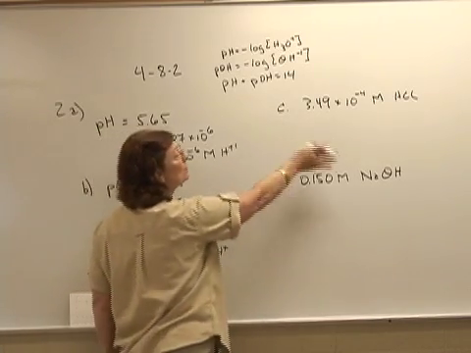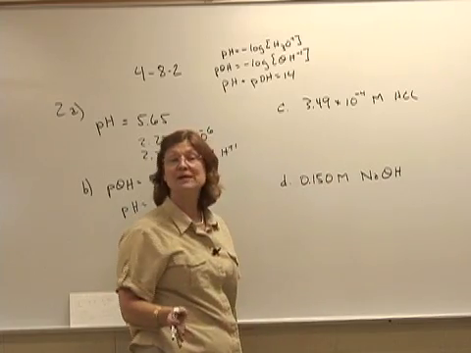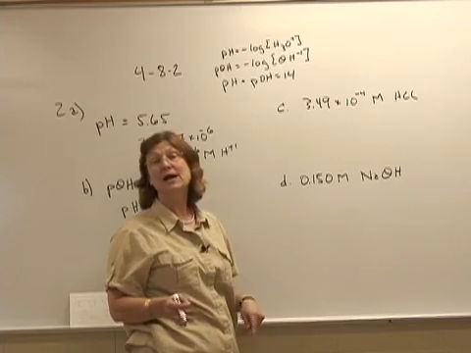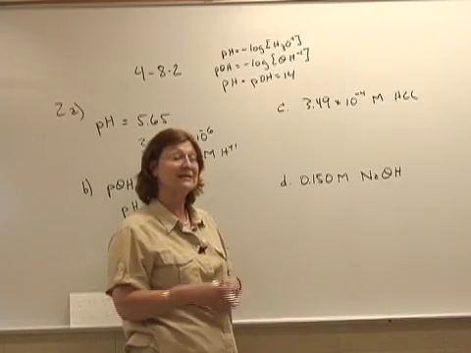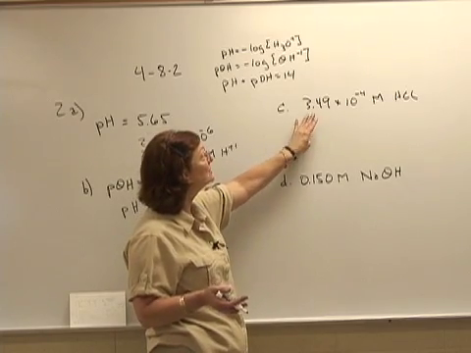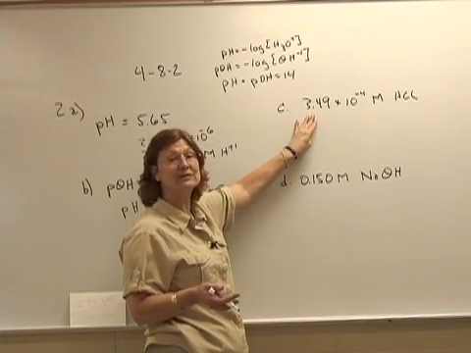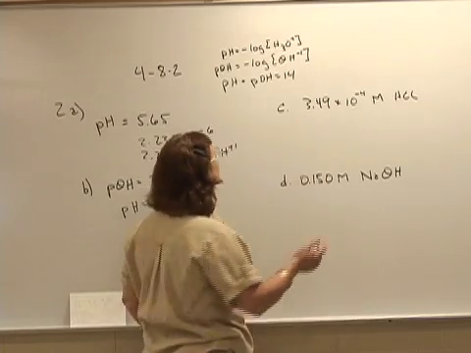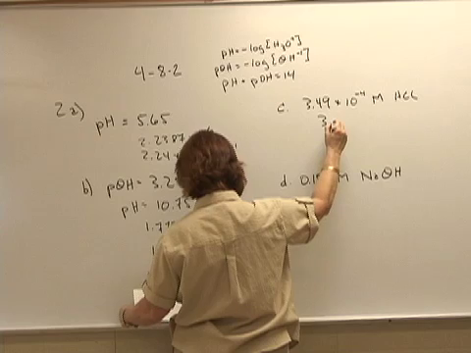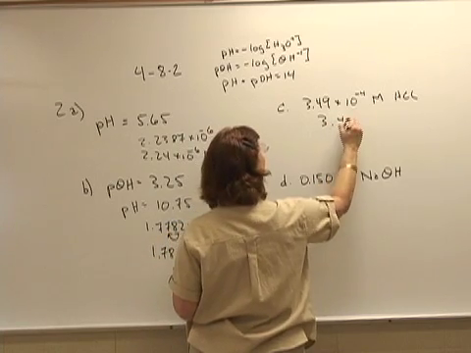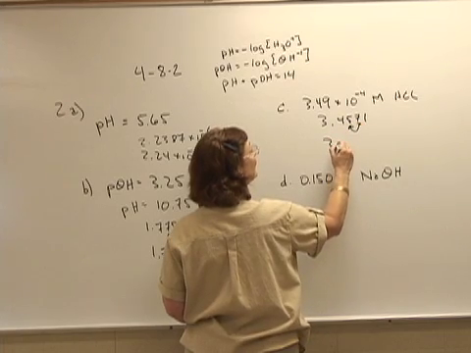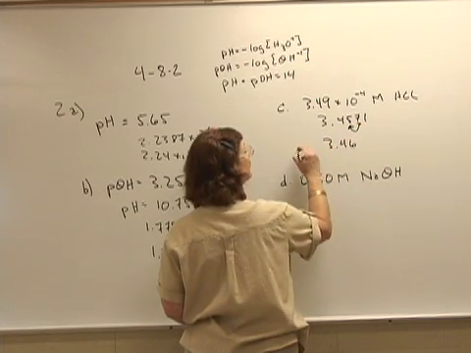In these two problems, I'm going directly to the pH, or in this case, the pOH. I notice that it's hydrochloric acid, which is a strong acid and has 100% dissociation. And that's why I can just take the log of this number. And when I do that, I get 3.4571. The 7 rounds the 5 up, and my final answer is 3.46 is my pH.